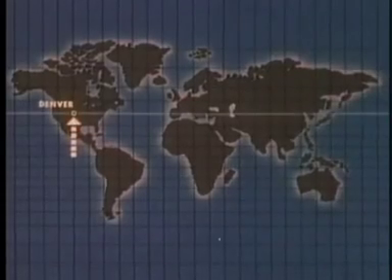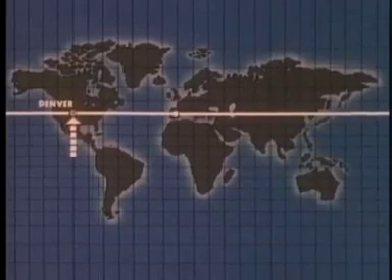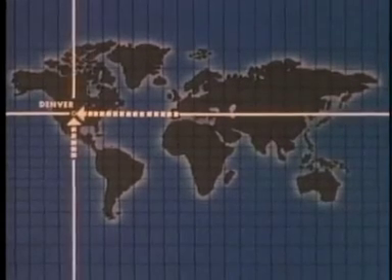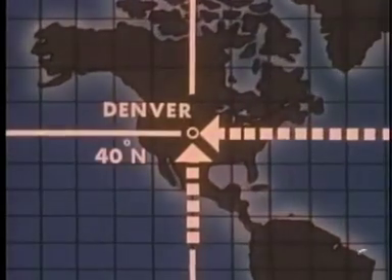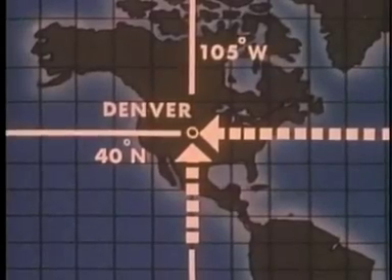Denver is closest to the 40th parallel north of the equator. And west of the prime meridian, on the 105th meridian. Denver, Colorado: latitude 40 degrees north, longitude 105 degrees west.